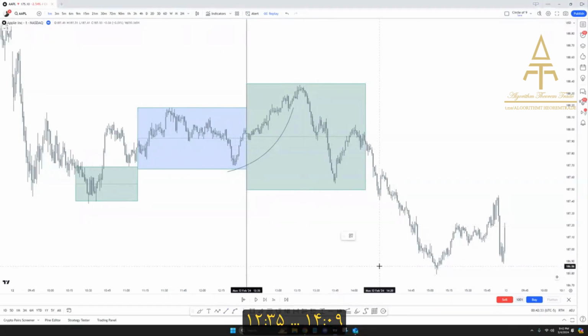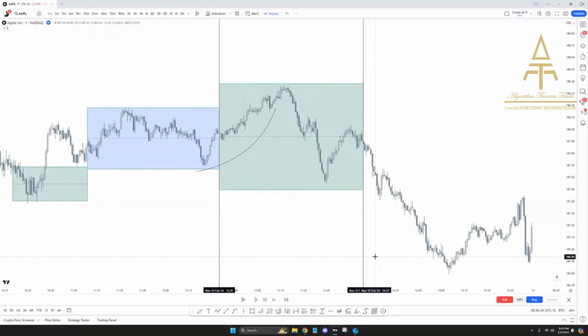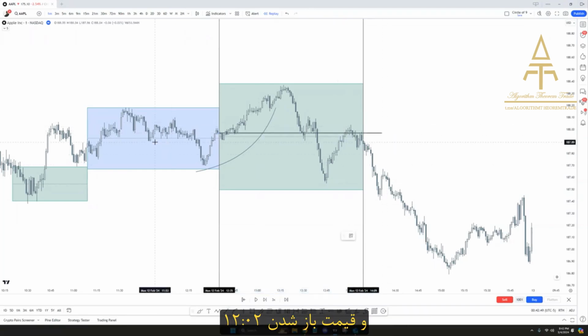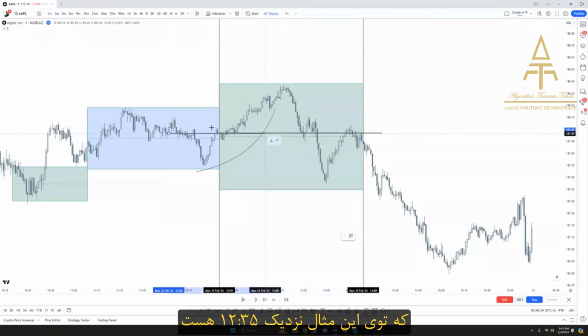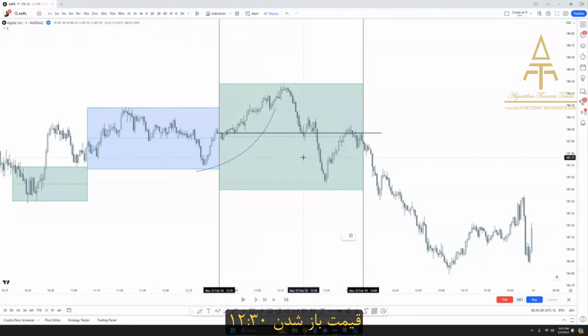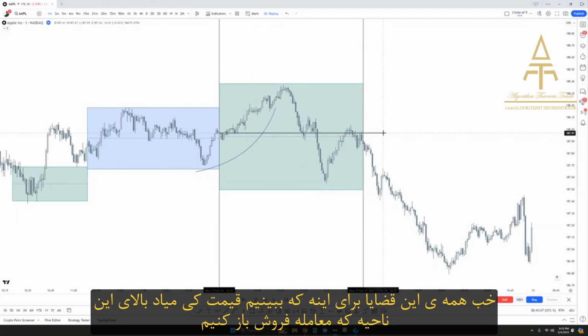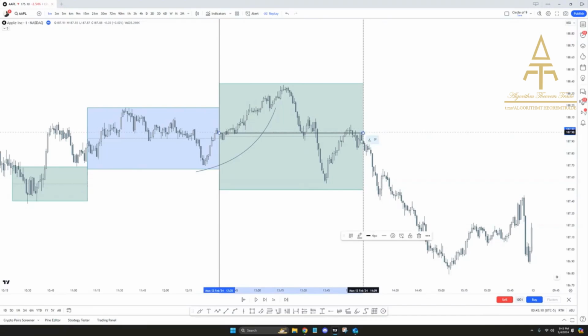1235, 1409. 1235, opening price, above premium. 1202, opening price, within the same vicinity as 1235 in this case. 1230, opening price, it's in the same area. So all in all, we're just looking for anywhere above that area to short.